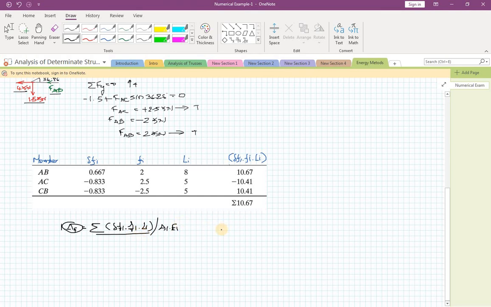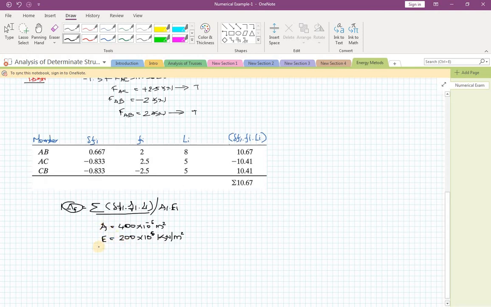Now the only thing I need is AE, right? And the value of AE, these are the values of A and E which are given. A is 400 into 10 to minus 6 meter square, and E is the Young's modulus, which is 200 gigapascal. I can write it as 200 into 10 to 6 kilonewton per meter square. Now I need to substitute the values of A and E in this equation.